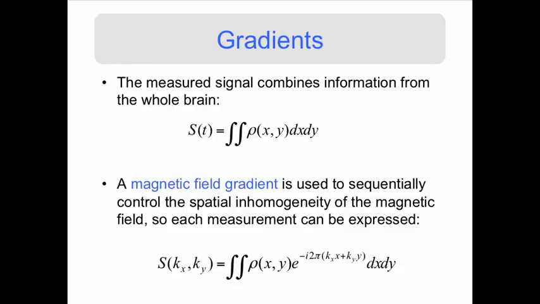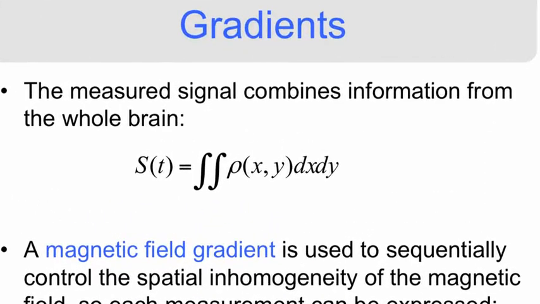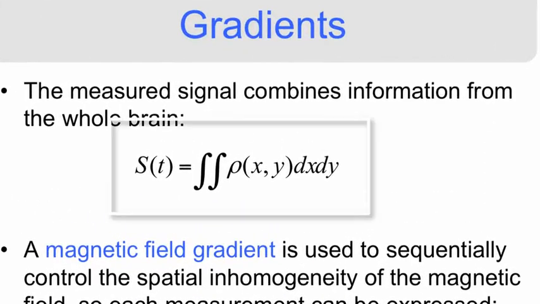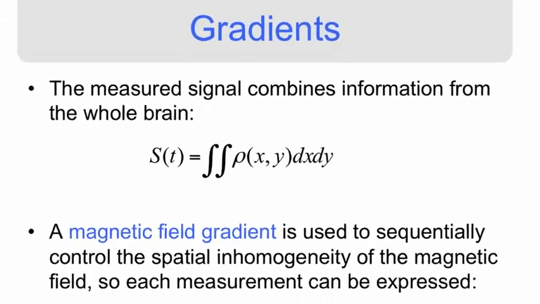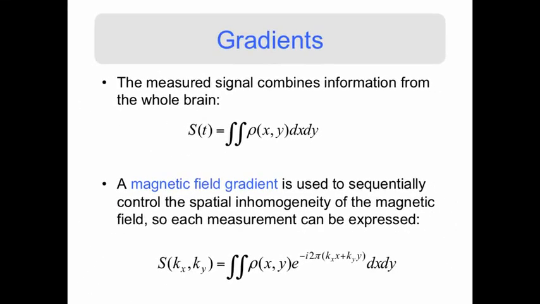Now, how do we use the measured MR signal to make these images? Well, the measured signal combines the information from the entire brain. So basically, you can consider this as the integral of rho over the entire brain in the x and y direction. So it's the combined signal over the entire brain. So that alone is not enough to make an image.